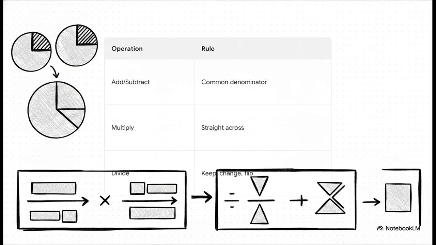Multiplying? Honestly, that's the easy one. Just go straight across. Top times top, bottom times bottom. And dividing? Just remember the phrase keep, change, flip. Keep the first fraction, change division to multiplication, and flip the second fraction upside down, which, by the way, is called multiplying by the reciprocal. Master these few rules, and you've basically mastered 90% of the calculations in this entire chapter.